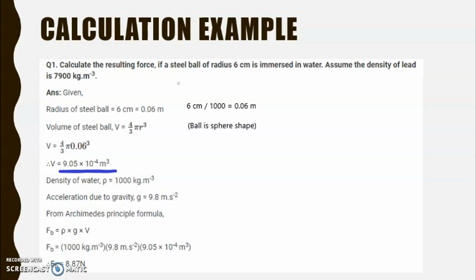Density of water, rho, equals 1000 kilogram per meter cube. Acceleration due to gravity, G, equals 9.8 meter per second square. So based on the Archimedes principle formula that we discussed earlier, buoyant force equals rho Vg, 1000 times 9.8 times 9.05 times 10 to the power of -4, we get buoyant force equals 8.87 Newton.